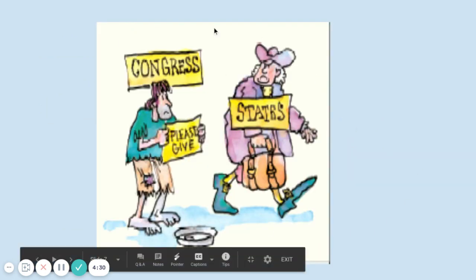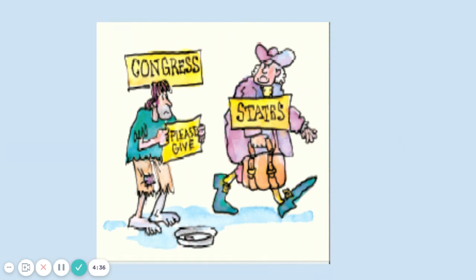You're going to be seeing political cartoons throughout this semester. You'll see them in notes, on assignments, and on the test. A lot of times it's just going to ask you to analyze the picture and address that. Analyzing this picture, we can see that because Congress can't tax, they don't have the ability to raise money. They're begging states to give them money.